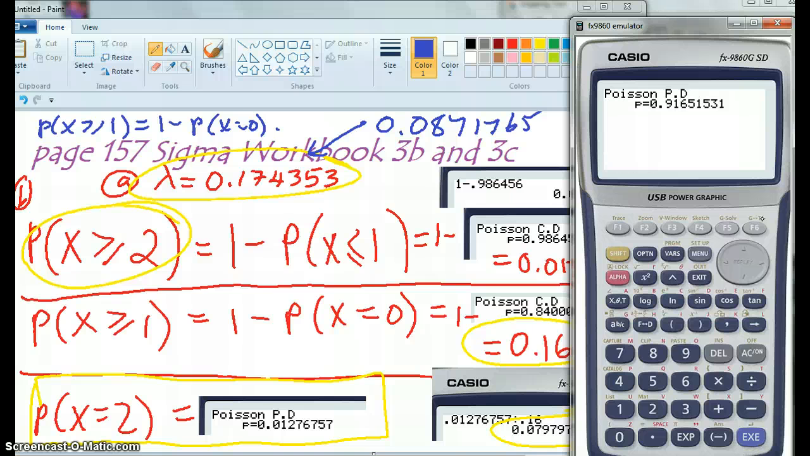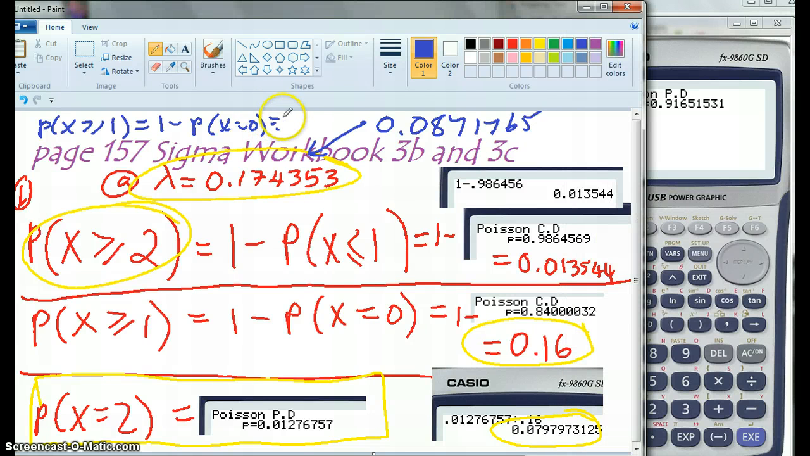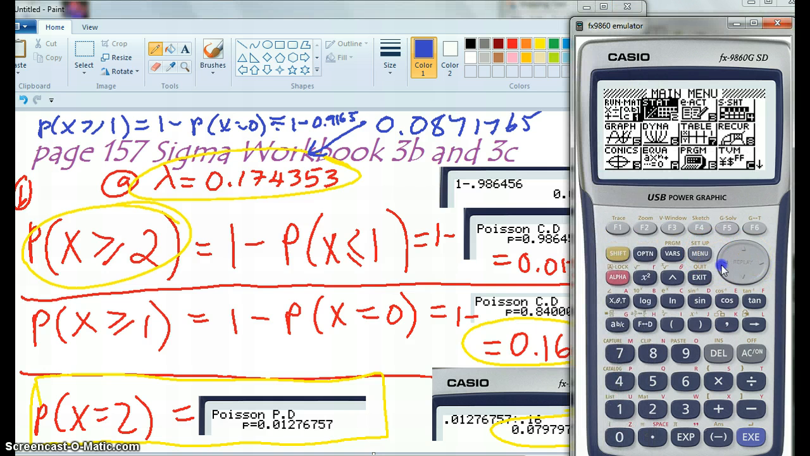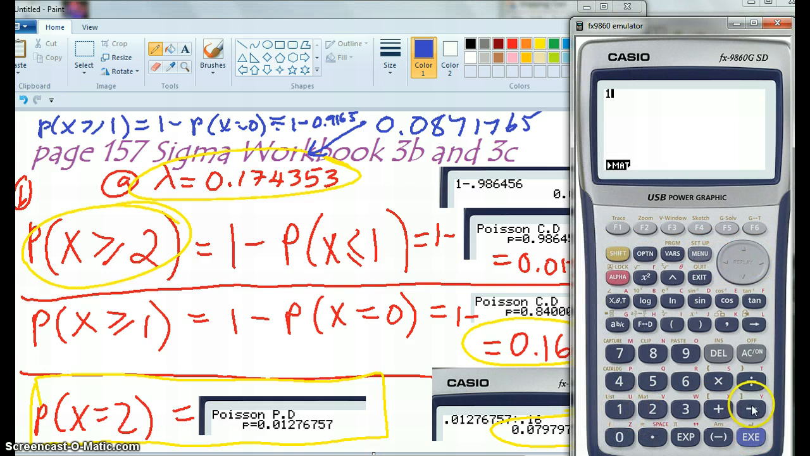Now we've got to go 1 minus that, so let's go back to run. 1 minus 0.9165, and then the question asks what percentage, so we've got to times by 100, so I'm getting there: 8.35%. Yes, and that's correct, 8.35%.